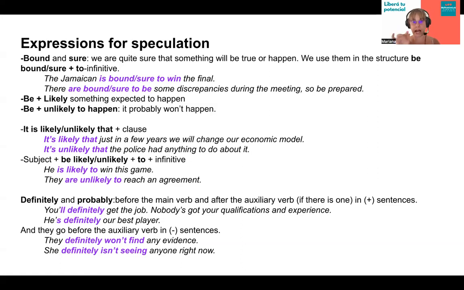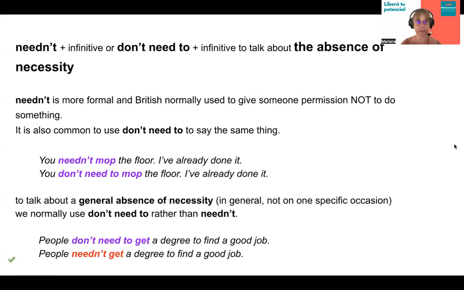Definitely and probably are adverbs, and they have a special position. Whenever the sentence is positive, you use definitely or probably between the auxiliary and the verb, as you can see here: you'll definitely get. And they go before the auxiliary in negative: they definitely won't find. Same position for probably.